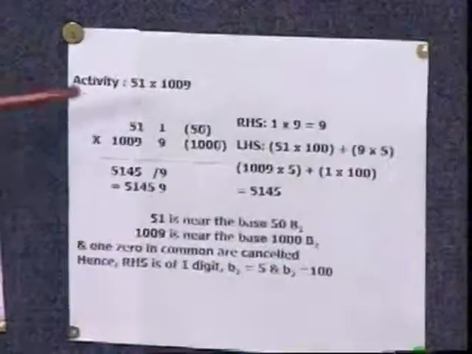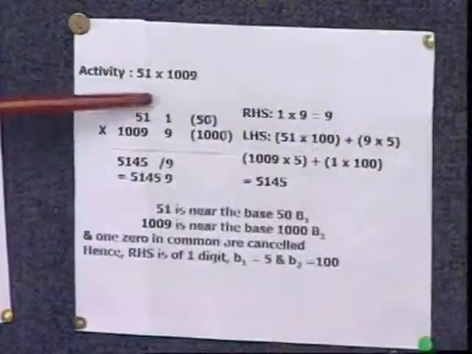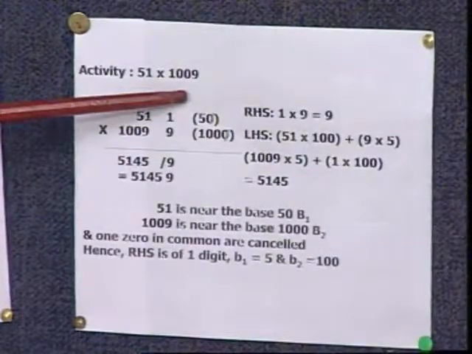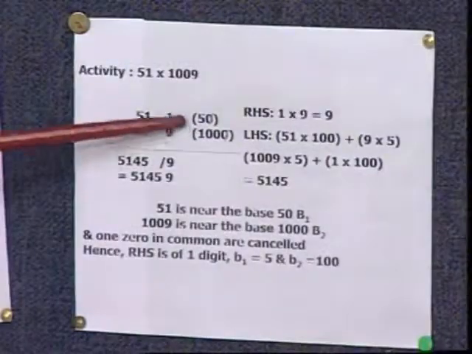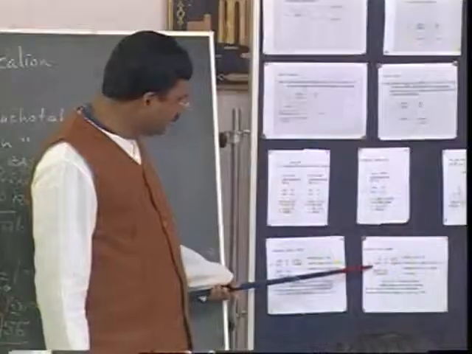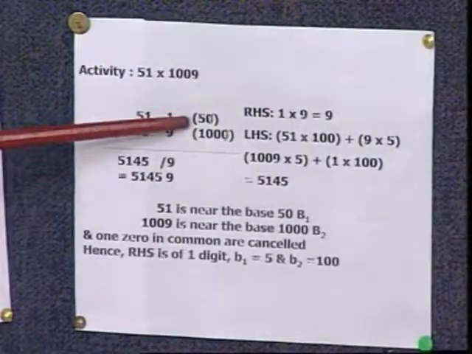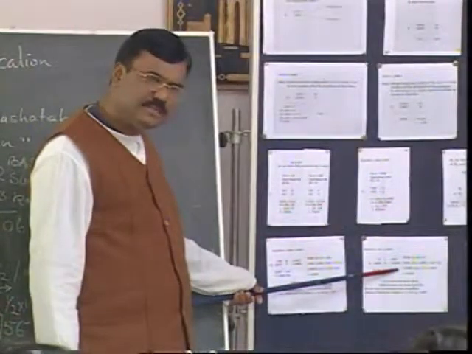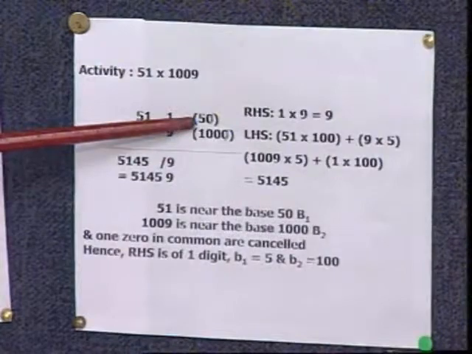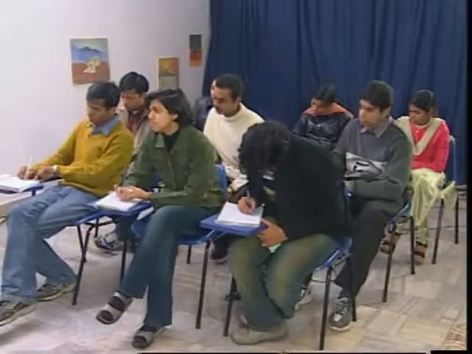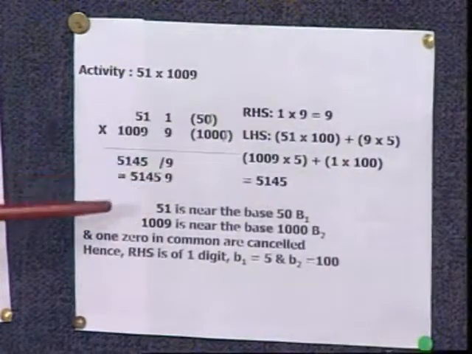Suppose, see here, this is a very important and very interesting number. 51 multiplied by 1009. 51 is near to 50, but 1009 is near to 1000. Write 50 as a base and 1000 as the base. Cancel the number of zeros in the smaller number. Here it is one zero, so cancel one zero in the 1000. You will get 5 to 100.